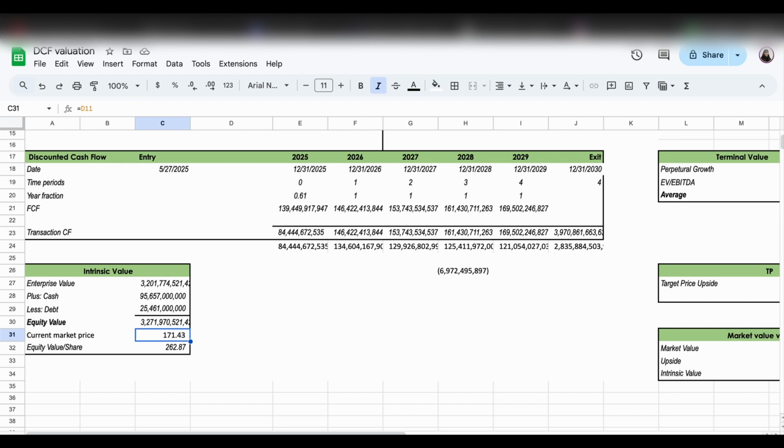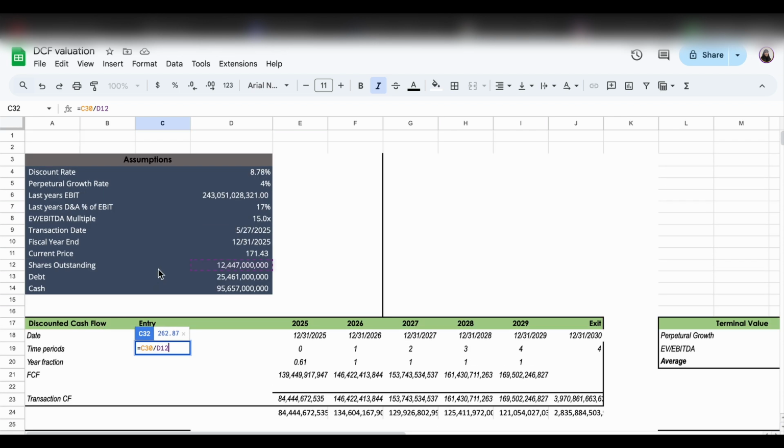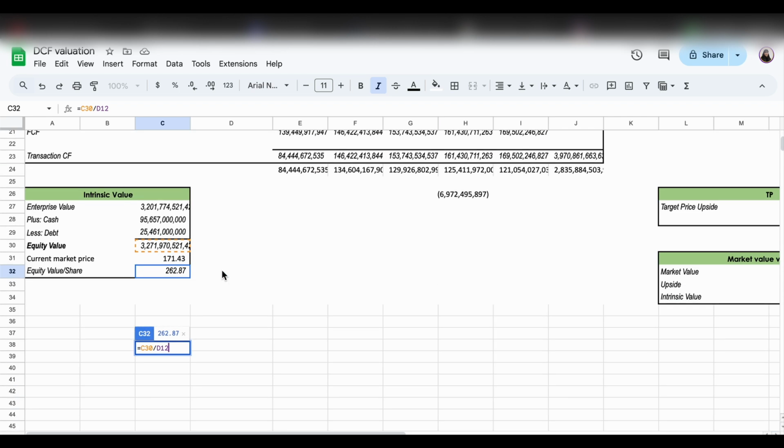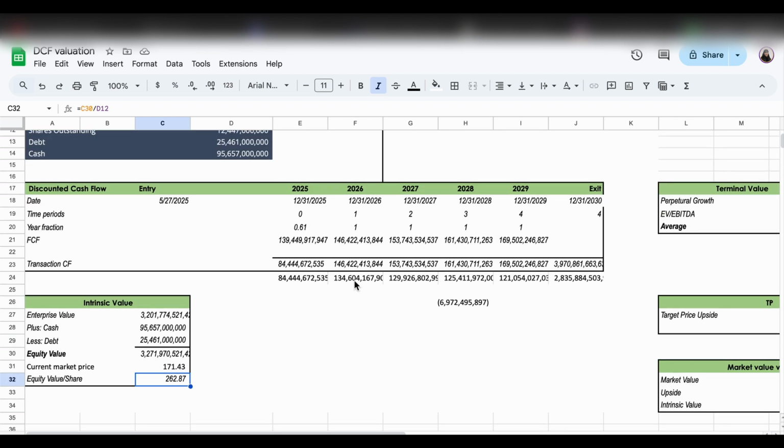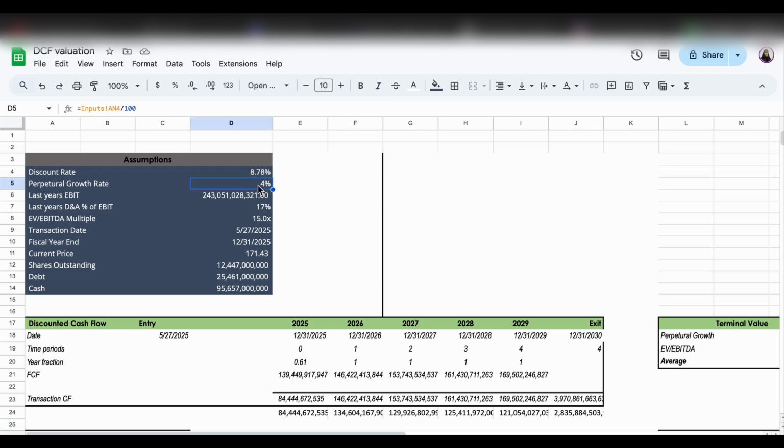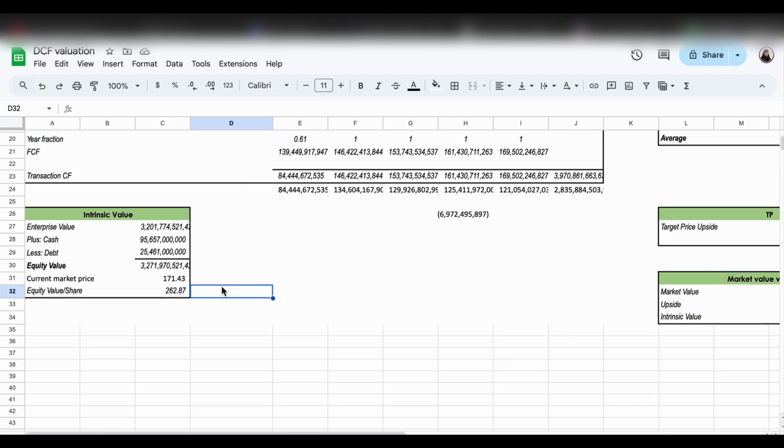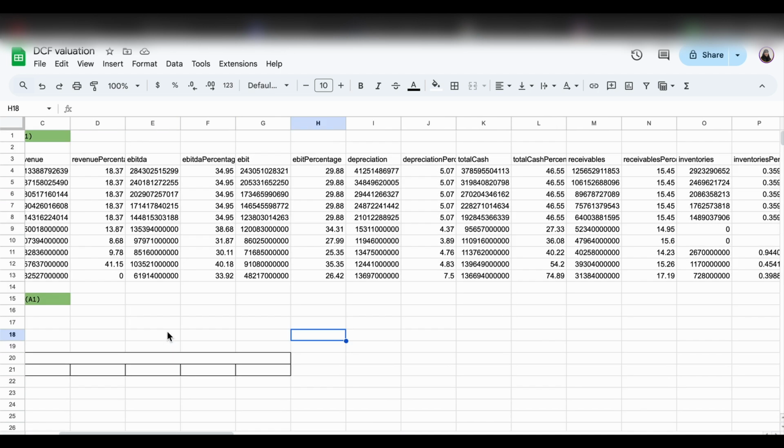Then from this equity value, you basically divide it by the D12, the total shares outstanding that the company has, and you get the forecasted share value based on the DCF valuation model. So based on our assumption, based on our forecast, based on our 5% growth rate of the free cash flow, based on our 4% perpetual growth rate and 8.78% discount rate, the equity value is 262.87. Let me return back to my table over here.